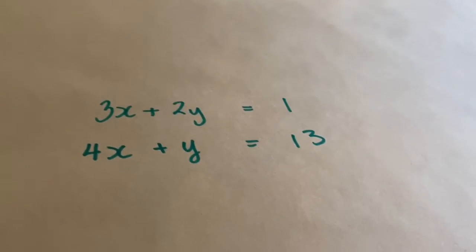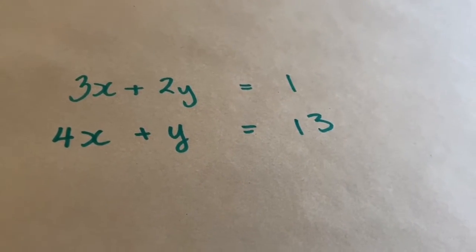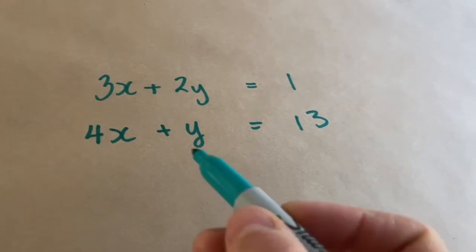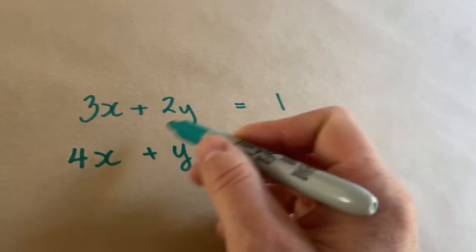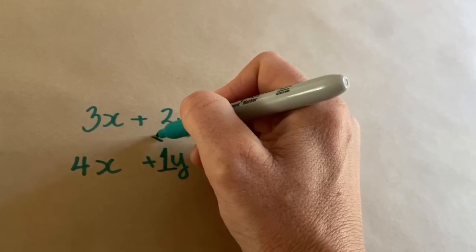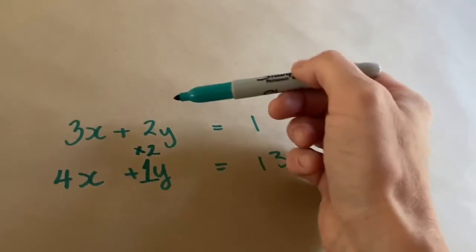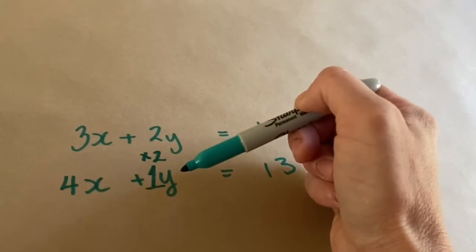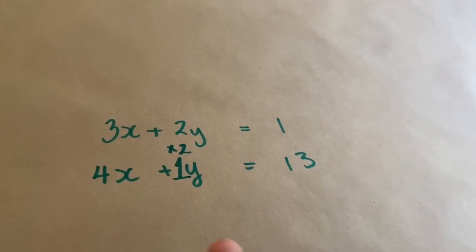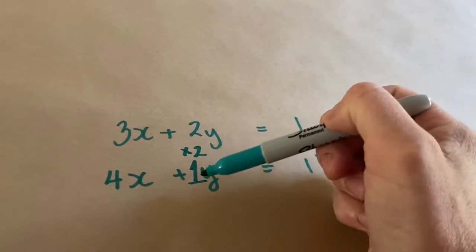We've talked about how adding or subtracting is not going to work right away to eliminate or remove an x or a y. But what I want you to notice is if I took this y, and right now this is a 1y, but if I multiplied 1 times 2, that would be 2y. And if I did 2y subtract 2y, I would get 0y. I would have no y. I would have eliminated it. So it seems like that would be a great idea. Let's multiply this 1 by 2.